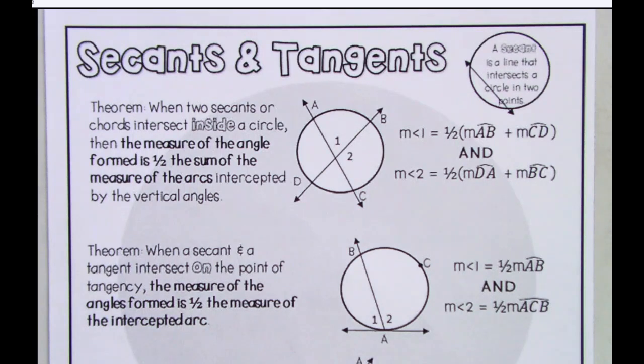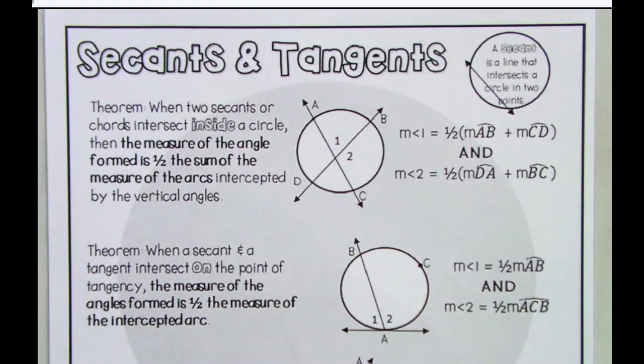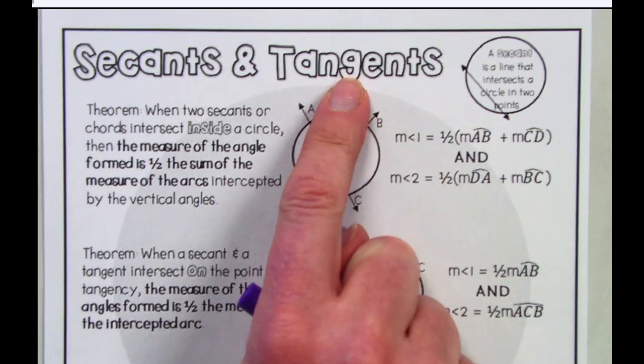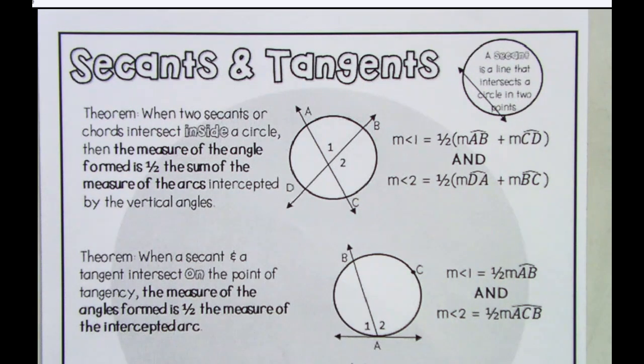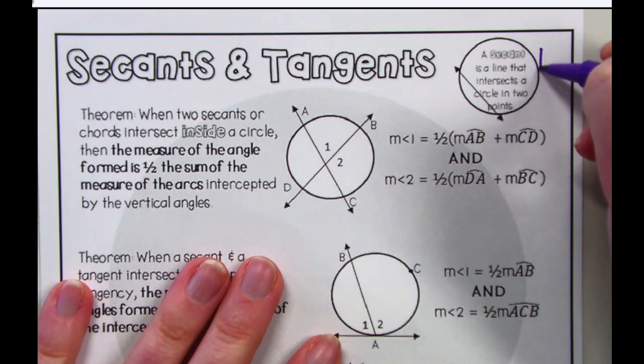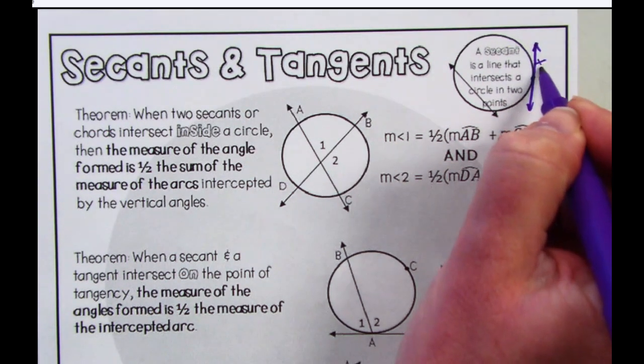Secants and tangents. So let's first of all go back and remember what each of those are. We have been working with tangents. What's a tangent? A line that barely touches a circle in one spot. So when you say barely touching, you mean a line that intersects a circle in one spot, right? This guy would be tangent.